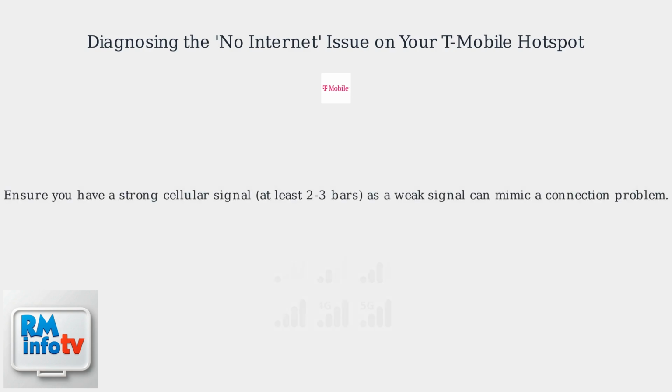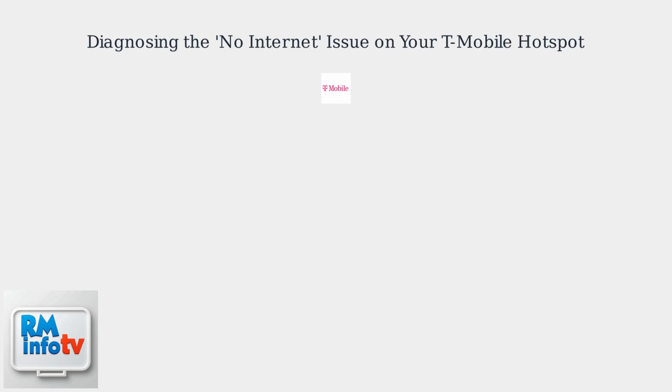Ensure you have a strong cellular signal, at least 2 to 3 bars, as a weak signal can mimic a connection problem. Also, confirm your data plan hasn't been throttled or exceeded its limit. These initial checks will help narrow down the cause of the problem quickly.